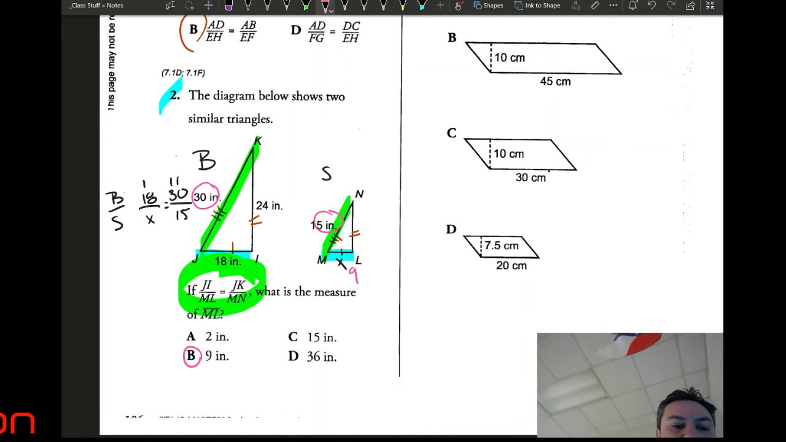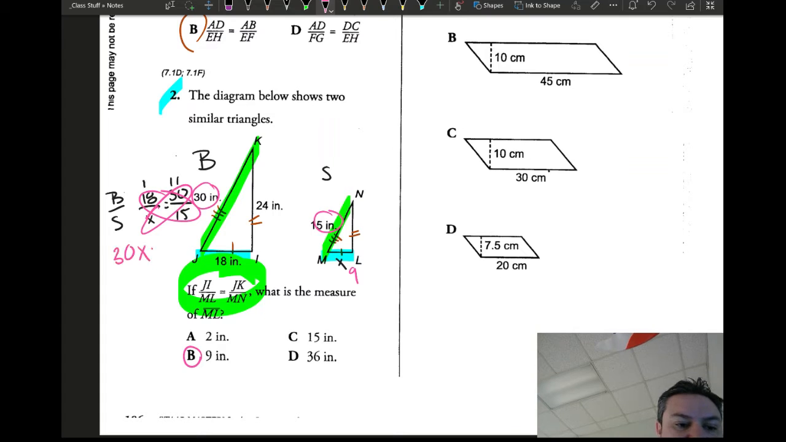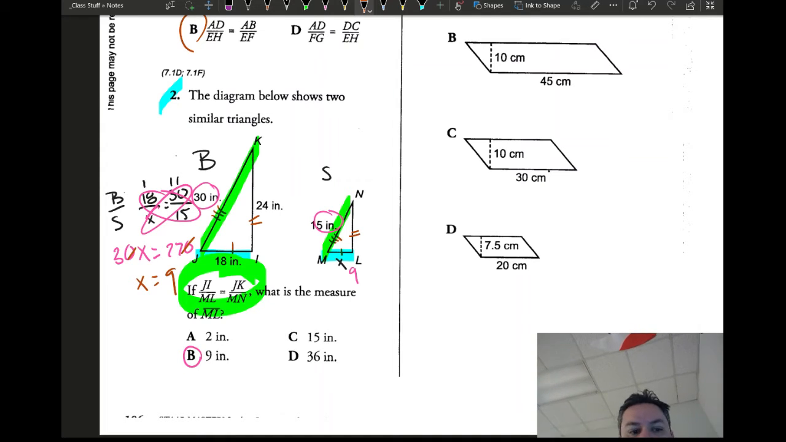If you don't know what I did, you can always do this. So you've got 30x equals 18 times 15, which gives you 270. You can cross out the last zero. So it'll be 27 divided by 3. So x equals 9. Same answer choice.